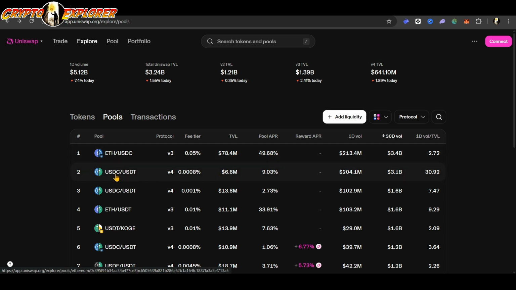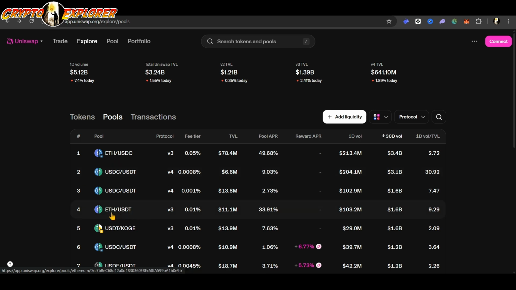And by the way, compare it with these other stablecoin liquidity pools below here. These have a much lower fee tier. That's why, although they do have a very high volume to TVL ratio, the pool APR will be much lower. Although for stablecoin pairs, this is great stuff that we're looking at.